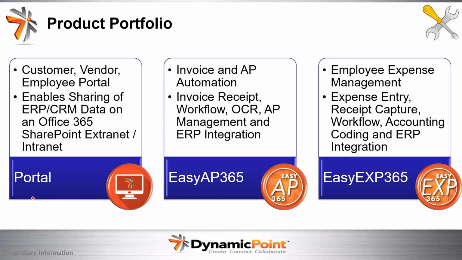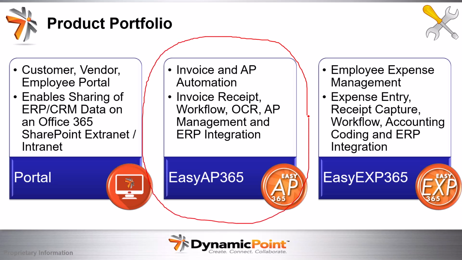We have a portal product, employee expense reimbursement, but the one that we're really looking at today in conjunction with this Azure AI component is this product right here by the name of Easy AP 365. This application basically automates the invoice receipt, workflow, optical character recognition or OCR, AP management, and ultimate ERP integration for accounts payable invoices. So that'll be the backbone of what we're looking at today in conjunction with just standard Office 365 technology.